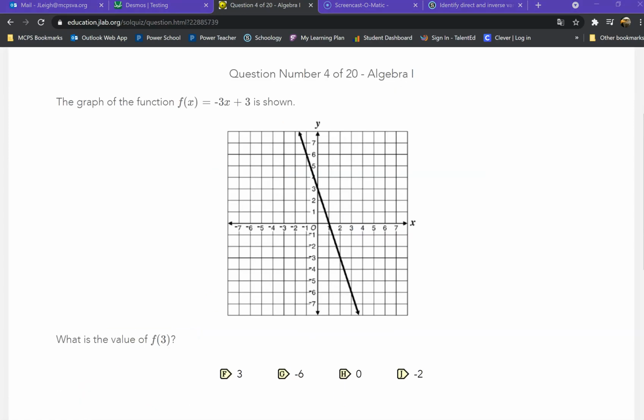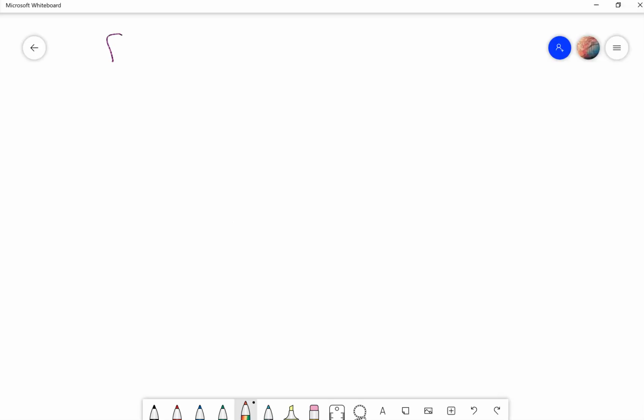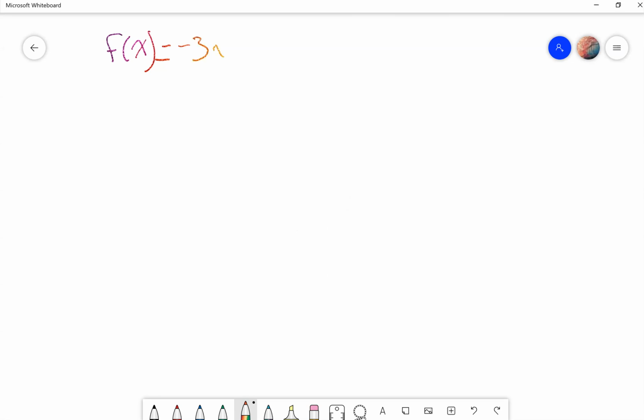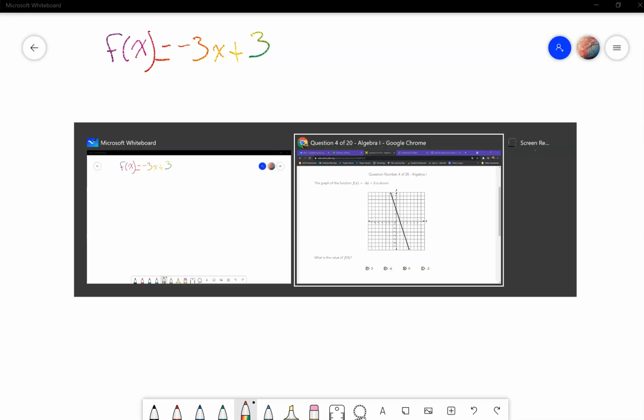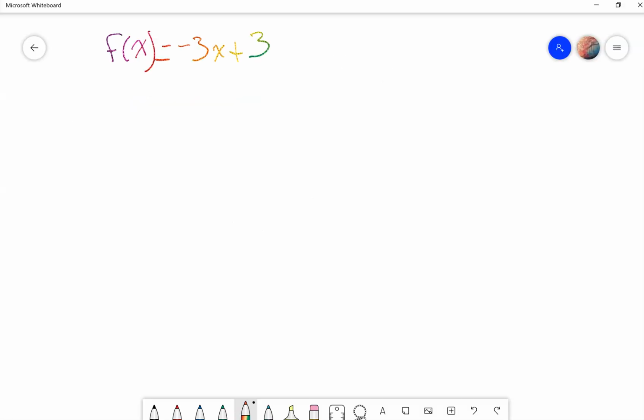Now we have a graph and we have a function. f of x equals negative 3x plus 3. So I'm going to go in my whiteboard and I'm going to do f of x equals negative 3x plus 3. And we want to know the value of f of 3. That means that wherever we have x, we're going to plug in 3.